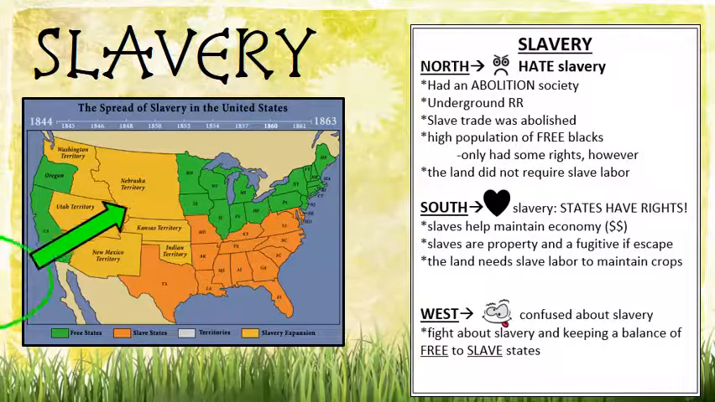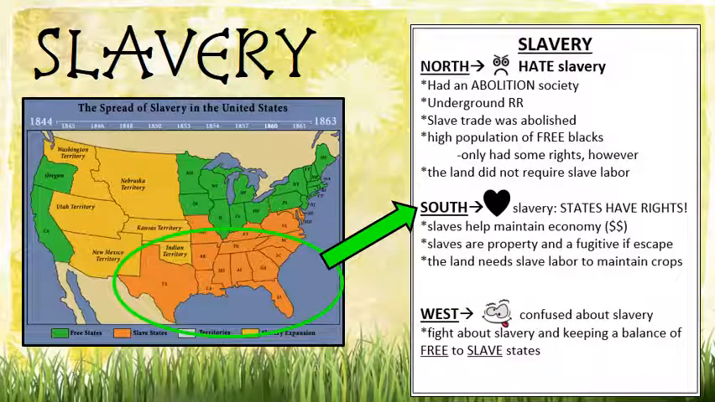Which takes us to the South. In the South, they love slavery. And it's not about dominating a race right now. Right now, it's about, I need this tool. Their slaves are property. I need my property to take care of my property, which is, I need my slaves to harvest my cotton. Their whole idea is that states have rights. We need these to maintain our economy. Slaves help maintain the economy.